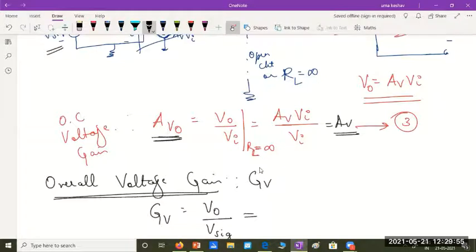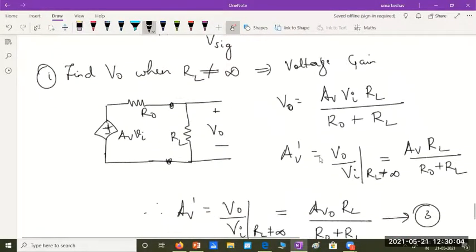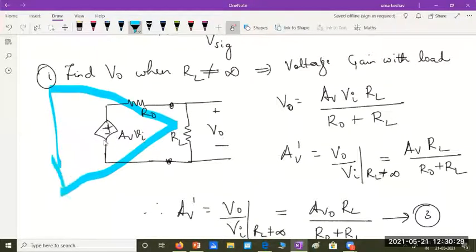But in order to find this overall voltage gain, I should first include RL in the circuit and determine another voltage gain, which we call voltage gain with load. So let's find, if RL is not equal to infinity, the voltage gain with load, what would it be? We have written the output side of the circuit, AV VI. So in the amplifier, this is the output side. Remember, we have the amplifier and this was the output side. And RL is the external or load resistance connected in the circuit.